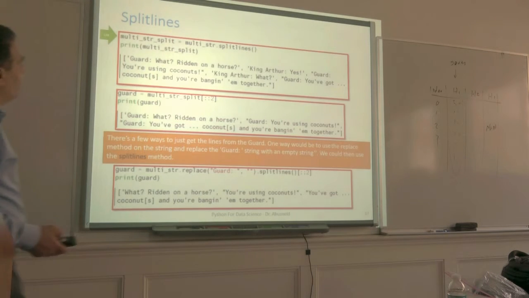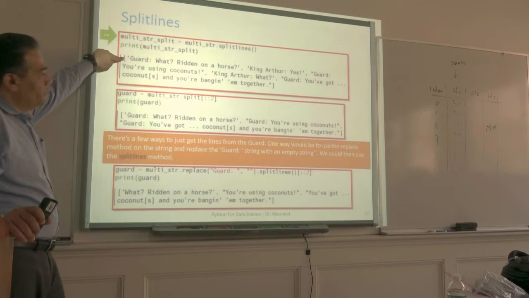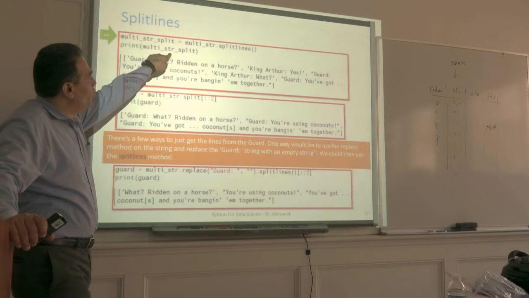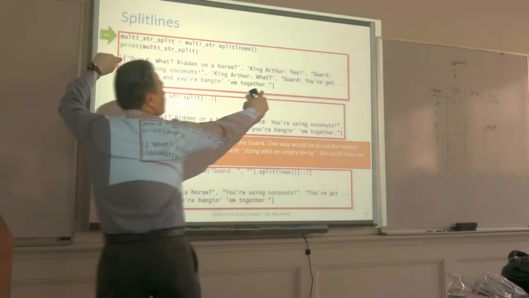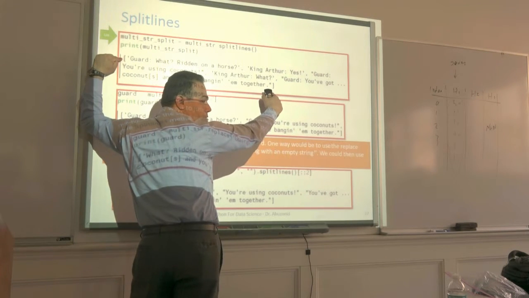Okay? 5, right? So if I print the list, print multi_string_split, which is a list. It's printed inside square brackets, which shows it's a list. All right?